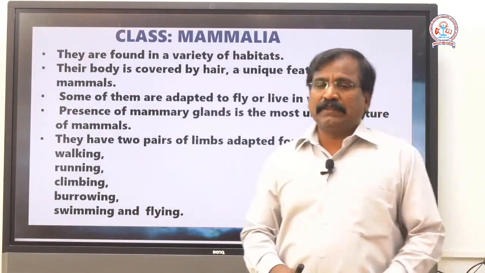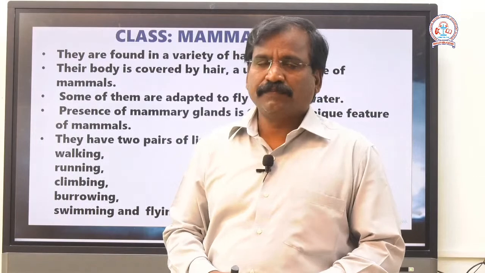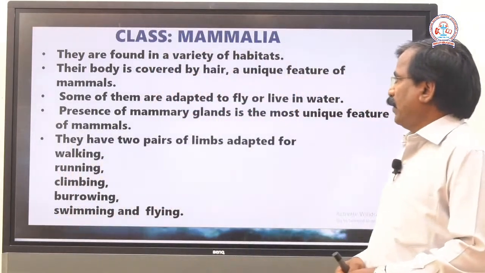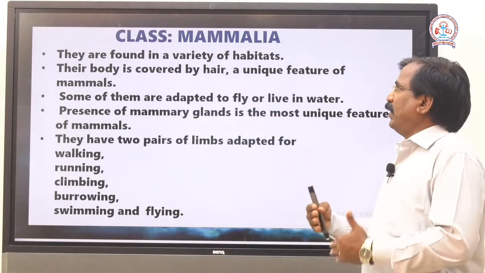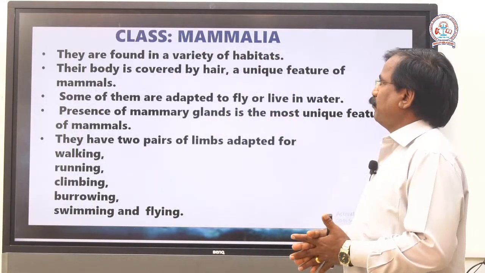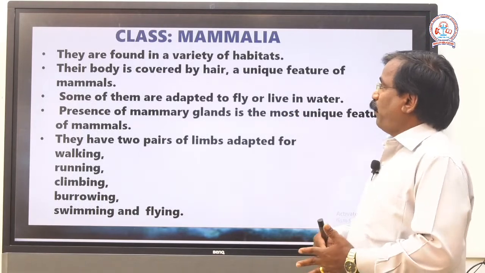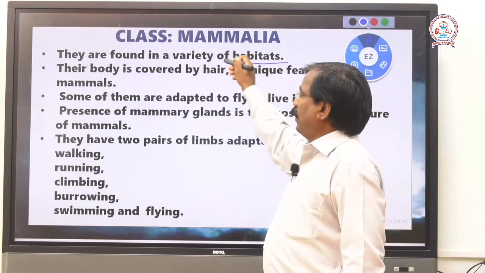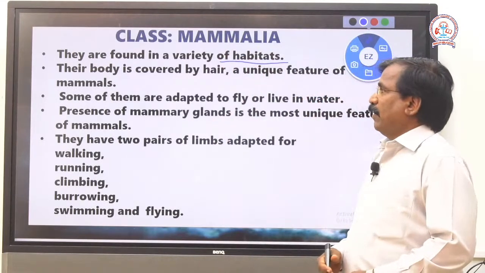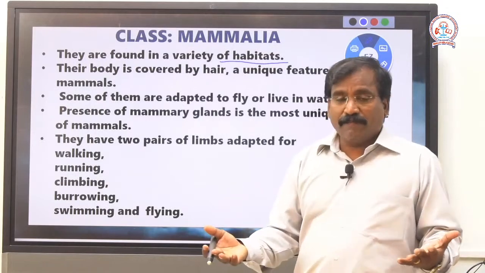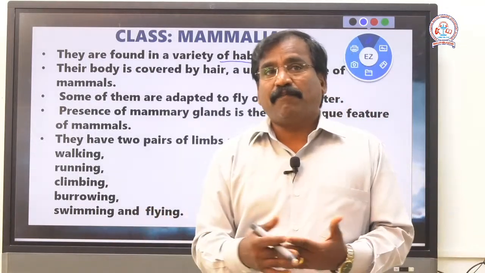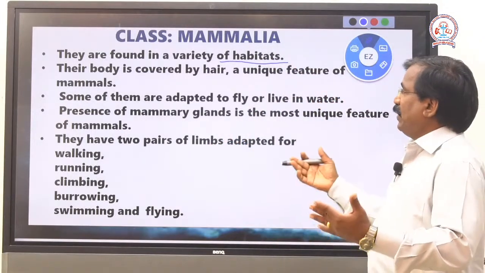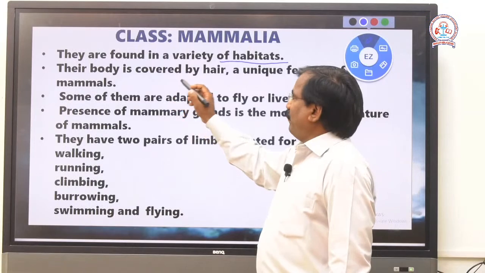Okay, the last class is Mammalia. Mammals, so we come under this class Mammalia. They are found in a variety of habitats, all places, even in the water. Whale is a mammal. Bat is a flying mammal. They live in all habitats. And the body is covered with hair.